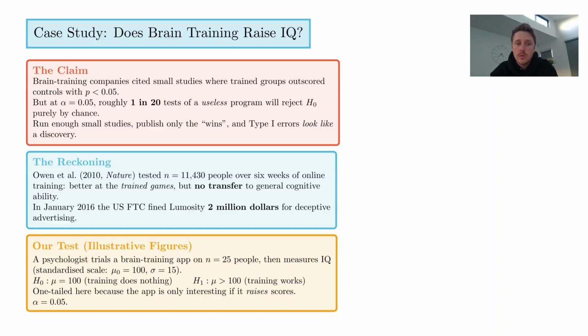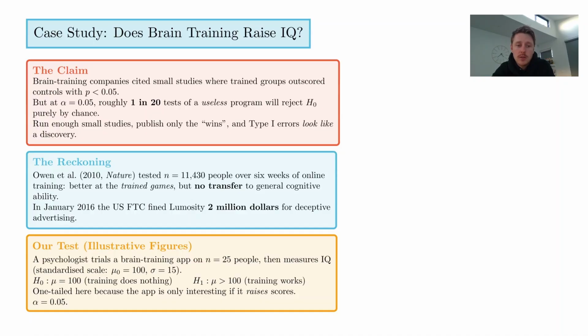The way to get around this was in 2010 when Owen and his colleagues in Nature tested 11,430 people over 6 weeks, and they got better at the trained games, but no transfer to general cognitive ability. So people got better at the apps themselves, but they didn't actually get better general cognitive ability. The IQ didn't increase statistically significantly. And so the US regulatory body fined Lumosity $2 million for deceptive advertising because they were claiming that these apps were making you smarter. And so what we're going to do is make up some numbers to illustrate the point so that we can do a bit of maths with those numbers.